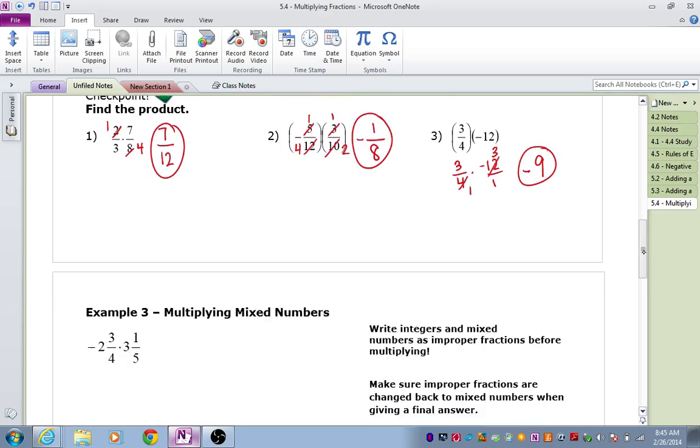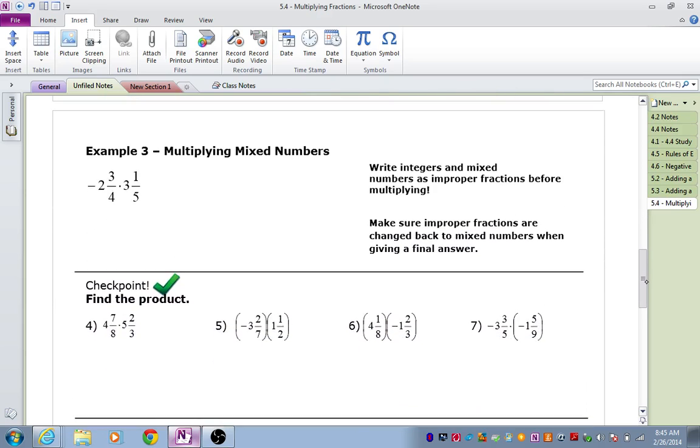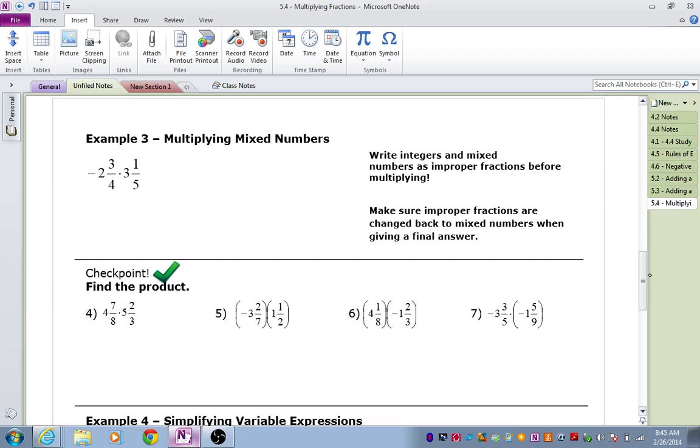Okay, flip your paper over. Okay, example 3, multiply mixed numbers. Okay, this is nothing new because we just did it up there. So we're still going to change our mixed numbers into improper fractions. And then in the end, if we get an improper fraction as an answer, we need to give our final answer back as a mixed number.